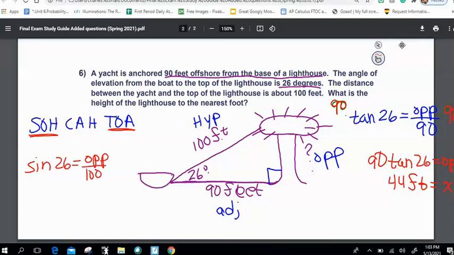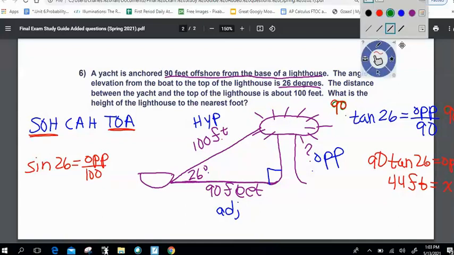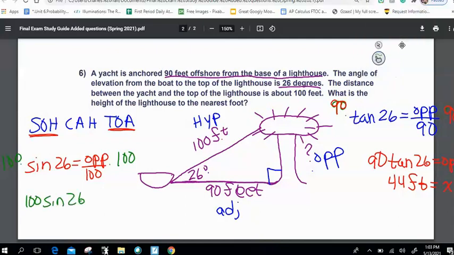Again, like before, we're going to multiply both sides by 100 to get rid of that. Multiply both sides by 100, so we get 100 sine 26 equals opposite. And if you put that in the calculator too, it'll estimate, because we're talking about the nearest foot, about 44 feet. And we're going to call that x2 for opposite. All right, so we found those.